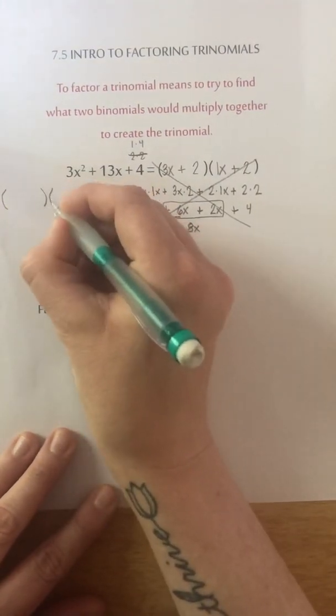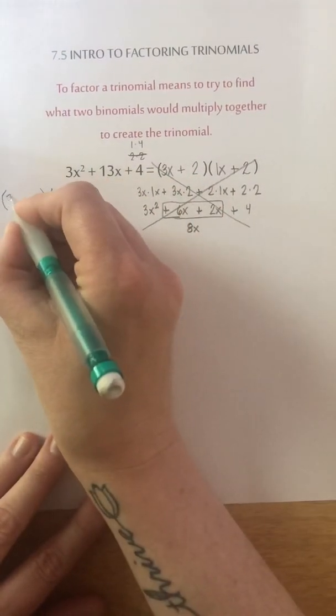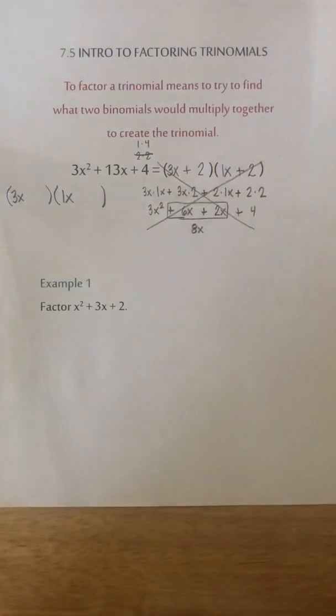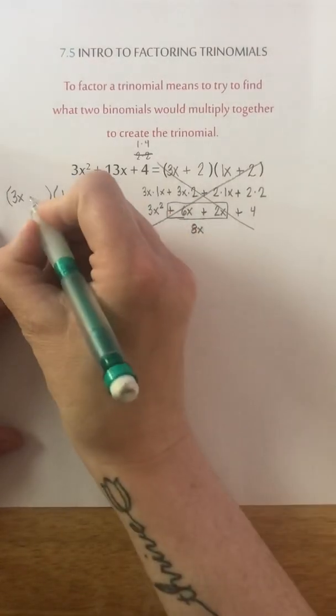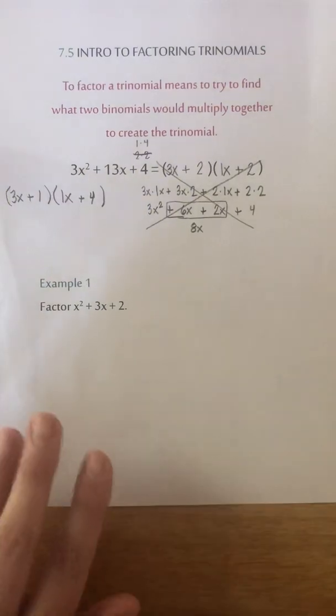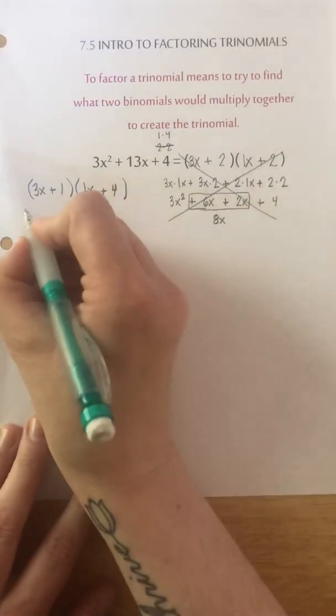I'm going to do my work over here. We already said we knew the 3x and the 1x were going to be right because that's the only way that you could get 3x squared. But now we're going to try a 1 and a 4 for the ends. So let's see what happens when we FOIL those out.